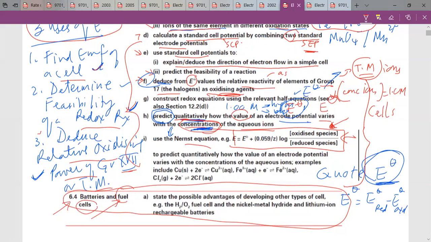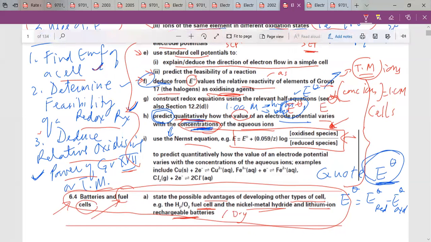State possible advantages of developing other types of cells. I mean fuel cells here. I mentioned them already: fuel cells, nickel metal hydride, lithium ion, and rechargeable batteries. I'm also going to tell you the dry cell, which you did in Form 5 or SPM. Now let's quickly go to this. We have 20 minutes to go, and I'll try to finish as much as we can.